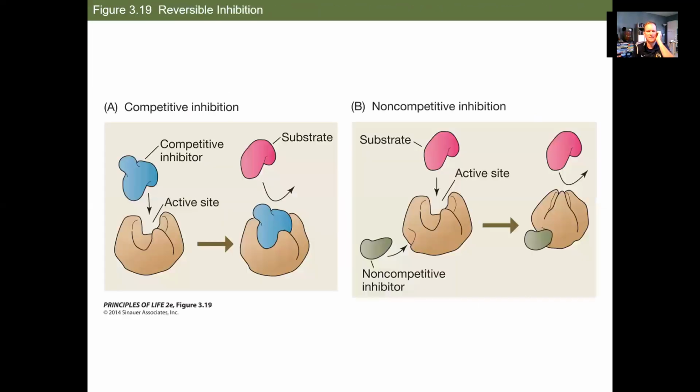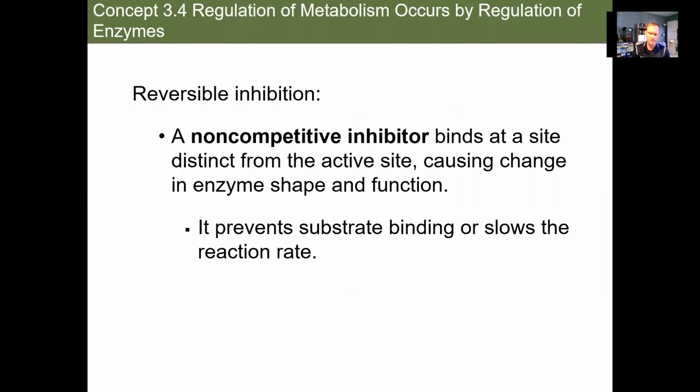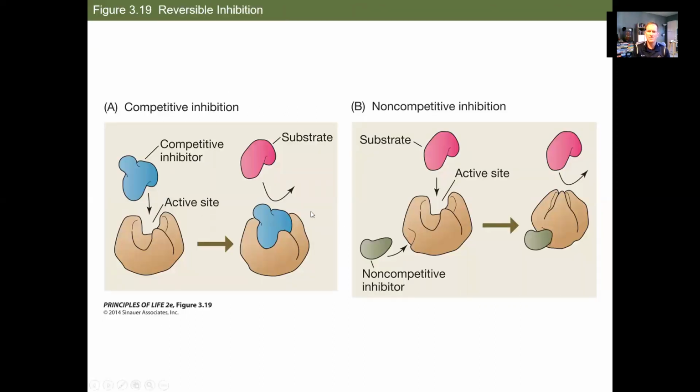Here we go. Let's take a look. With competitive inhibition, you have a substrate and a competitive inhibitor in the same place. The inhibitor can get in there and out, and block the active site. Then the substrate can't bind to it, and it slows down. Lots of drugs work this way. Non-competitive inhibition binds at a site distinct from that active site, and it causes a change in shape of function and prevents binding. Same kind of outcome.